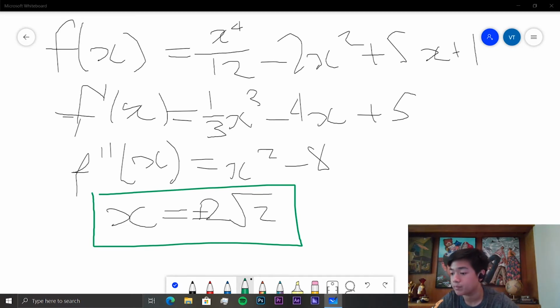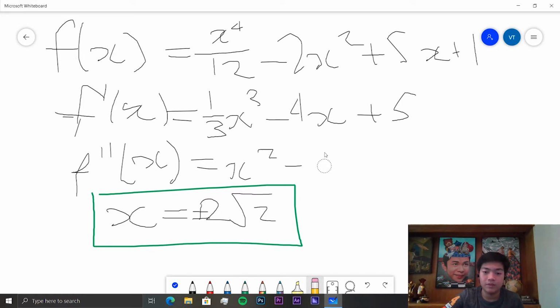Oh, sorry, this would be x squared minus 4. Oopsies. All right. And so this would actually just be plus or minus 2. Ignore the 2 square root 2, it's just plus or minus 2.